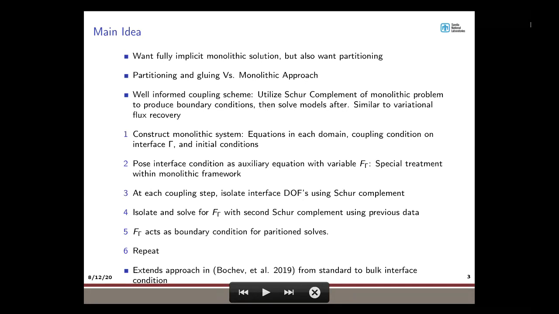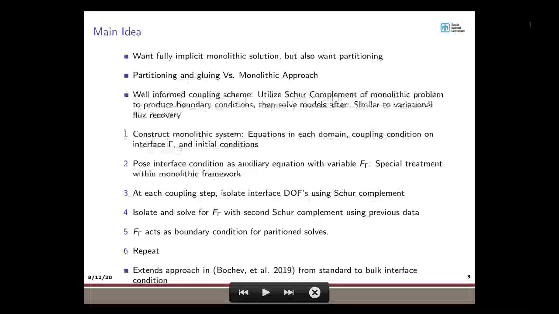And let's just say we're on the first time step, so we haven't done any solving yet, and all we have is initial data. We want to pose this interface condition, for instance the bulk condition or Dirichlet-Neumann conditions, as an auxiliary equation. This allows for special treatment of these equations. And we also want to treat the flux at the boundary as its own variable. So now we've lifted the system to become a bigger system, introducing some degrees of freedom.